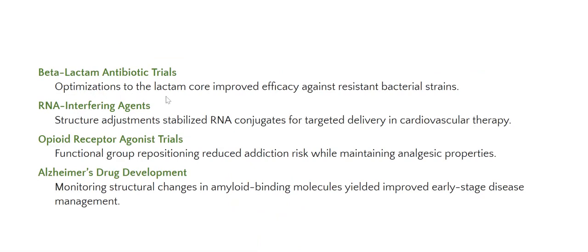Beta-lactam antibiotic trials: optimizations to the lactam core improved efficacy against resistant bacterial strains. RNA interfering agents: structure adjustments stabilized RNA conjugates for targeted delivery in cardiovascular therapy. Opioid receptor agonist trials: functional group repositioning reduced addiction risk while maintaining analgesic properties. Alzheimer's drug development: monitoring structural changes in amyloid binding molecules yielded improved early stage disease management.